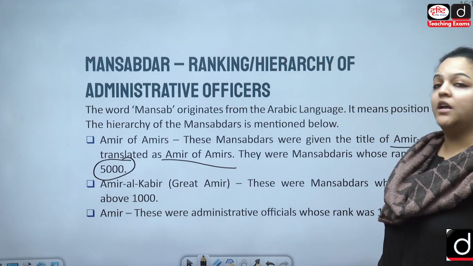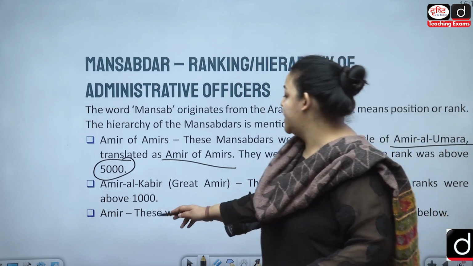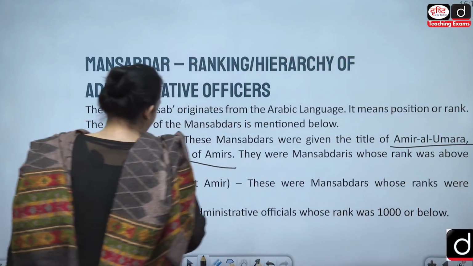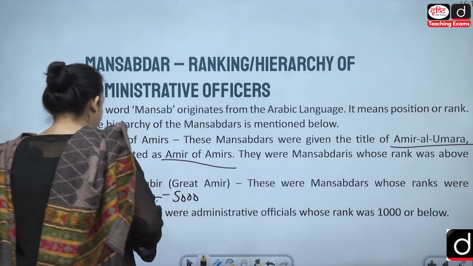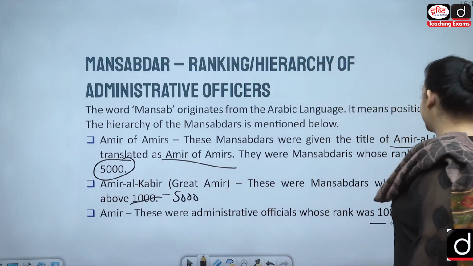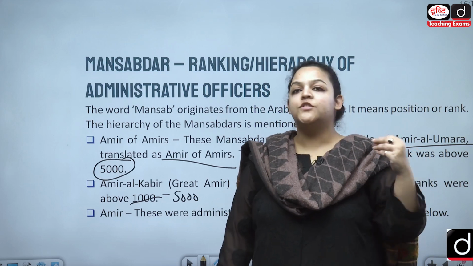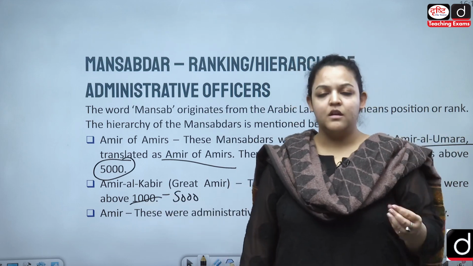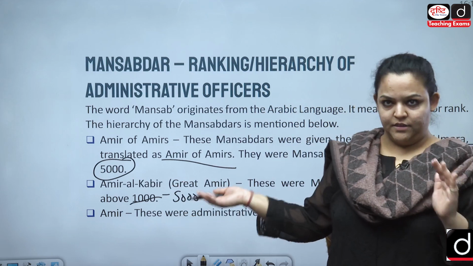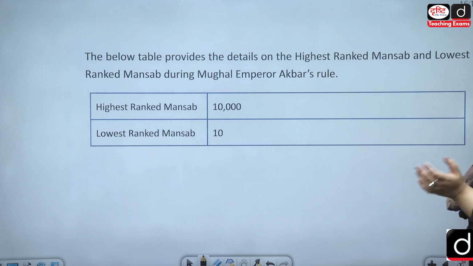Then we have Amir al-Khabir, okay, the great Amir. Now, they are the Mansabdars whose rank are between 1000 to 5000, okay. Now, next we have Amir. Now, these are Mansabdars whose rank is below 1000, okay. So, lowest Mansabdari would be 10. So, Amir is basically a person or an official who might have the Mansabdari from between 10 to 1000, alright. It has to be below 1000 only.